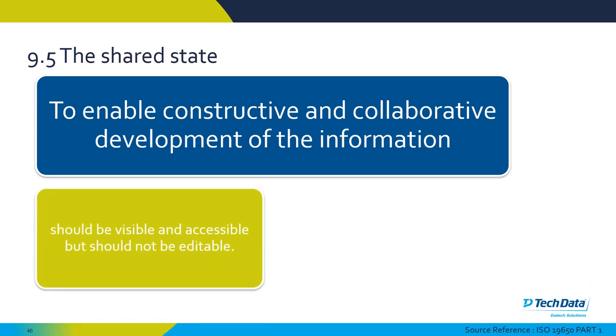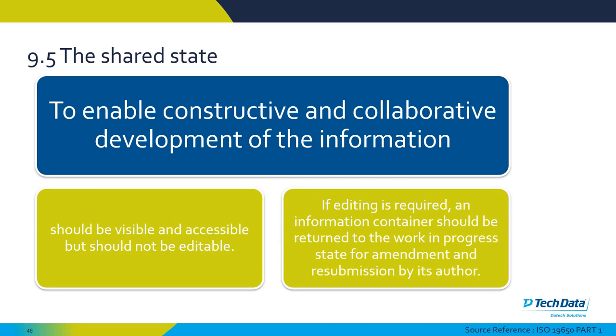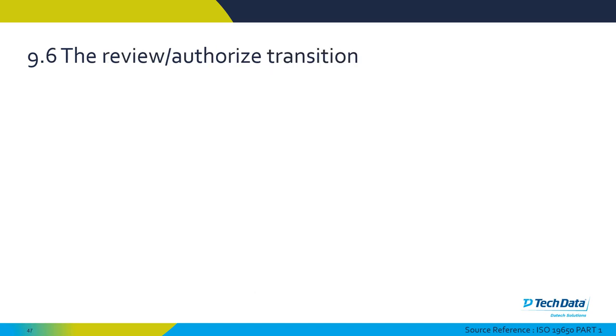piece of information. So being able to get feedback from the structural engineer or the civil engineer on the architectural design. And this should be visible and accessible, but should not be editable by other teams within the project as well. And that can be done in something like BIM 360 by controlling permission levels. And if editing is required, an information container or document or file should be returned back into your WIP or your work in progress state for updating it or rectifying something that requires an edit to it.